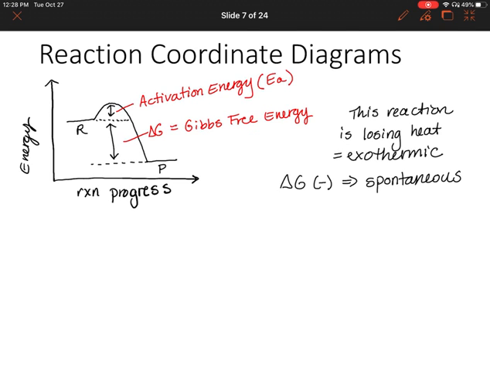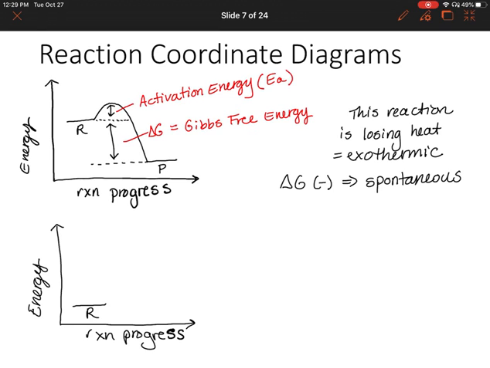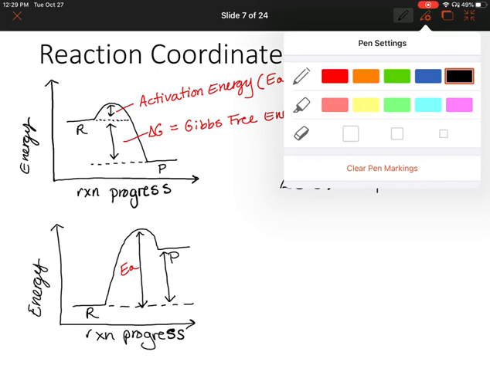Okay, so what if the reactants and the products are flipped? So what if the reactants start at a lower energy and the products are at a higher energy? So let's draw that diagram. Okay, so let's say our reactants are at a lower energy, and then they have to get over this barrier to get to the products, which are at a higher energy. So again, the difference in energy between the top of this barrier and the reactants is the activation energy. And then the difference between the reactants and the products is the Gibbs free energy.